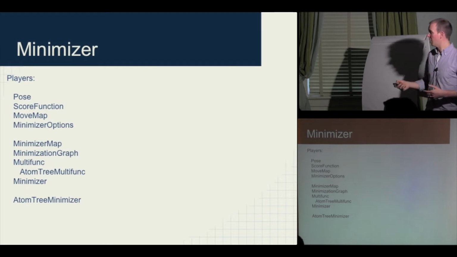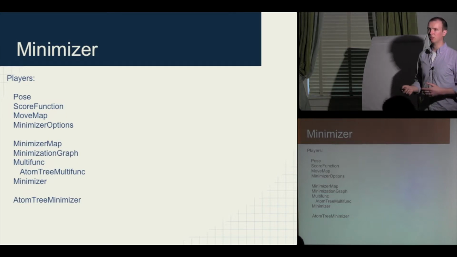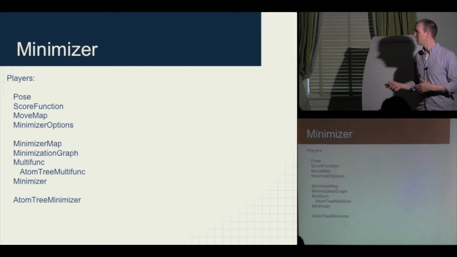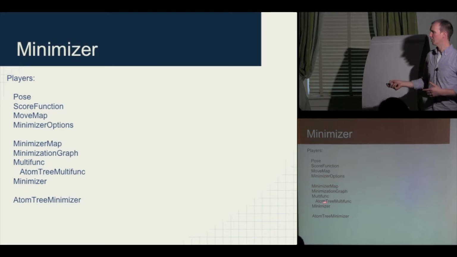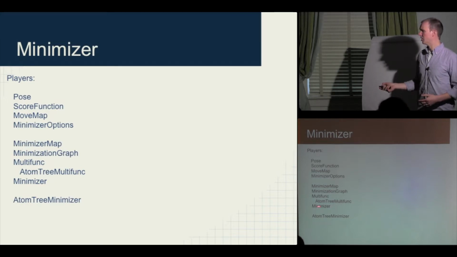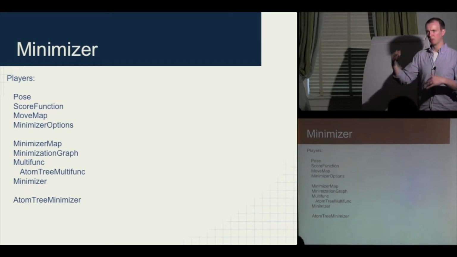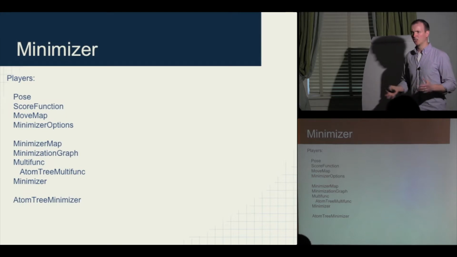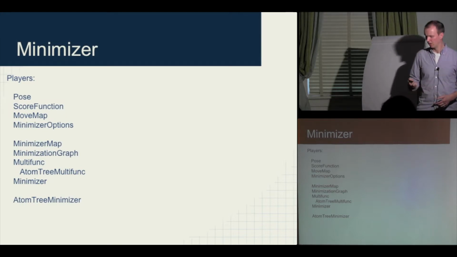And you can give anything you want to the minimizer classes that we have, including, say, an atom tree multifunc or other kinds of multifuncs. And then there's the minimizer itself, which has implemented within it 8 or 10 different optimization algorithms.